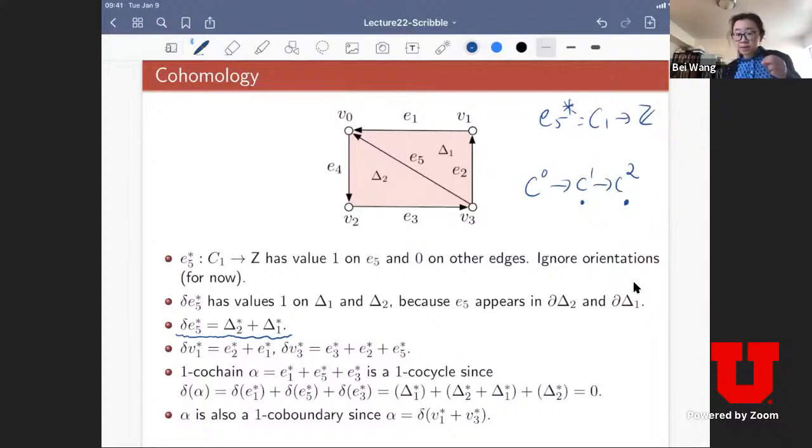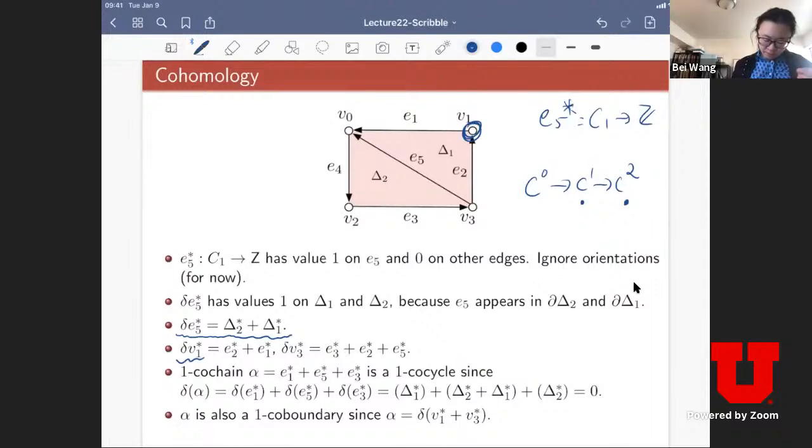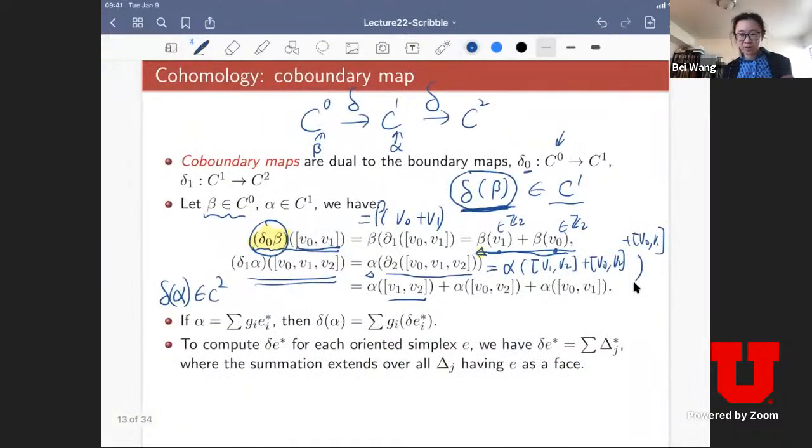Okay. The same thing translates to lower-dimensional cochains. If I take the co-boundary of V1 star right here, this is just looking at what are the edges that contain V1 in their boundary. So what are the edges? Anyone? E1 and E2. Exactly. So the co-boundary of V1 star is equal to E2 star plus E1 star. So this is a fairly easy rule, right? It's easier to write, but it exactly follows the math we just went through.